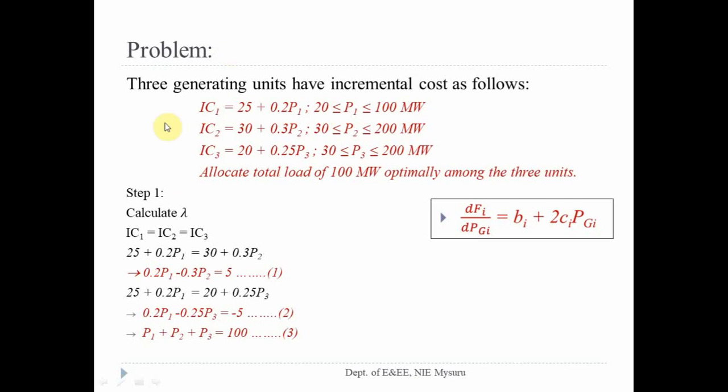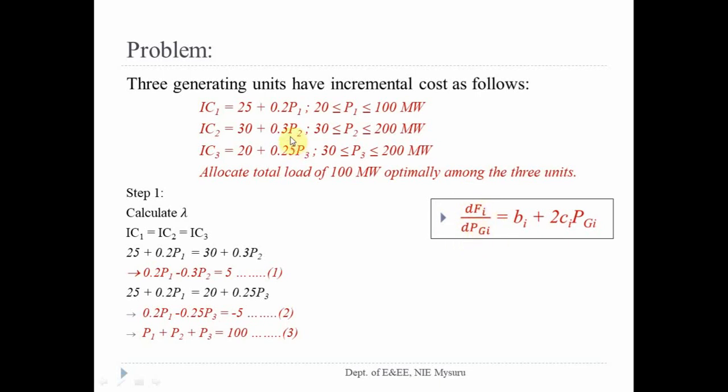Now this is the question. This question is slightly different from the one we solved in the earlier video, because the data given are the incremental costs. It means that for each unit, the data is given in this term: dF_i by dP_Gi, that is, the incremental cost of each unit.